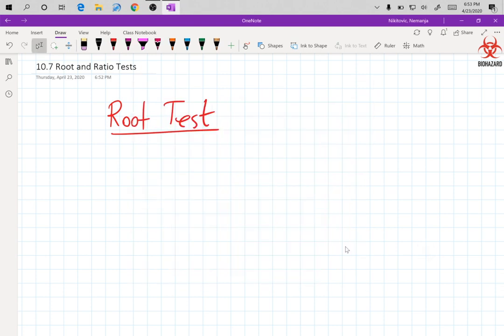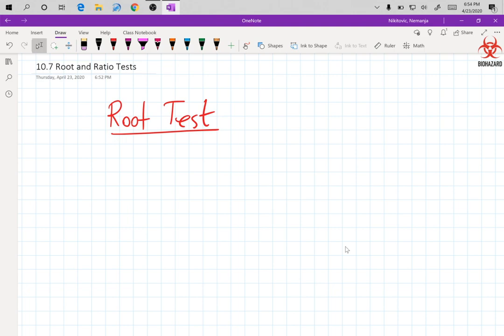Hello and welcome back to Calculus 2, section 10.7 on the root and ratio test. This is going to be a two-part lesson, and tonight we are going to look at the root test. The ratio test will either be tomorrow or next week. I'll figure it out, but it will be as soon as possible.